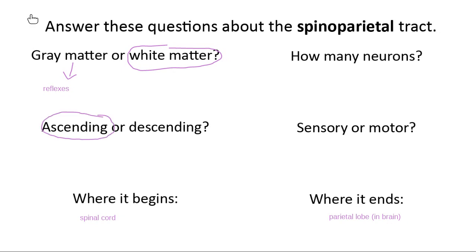It's like that thing that was on Facebook lately, right? Like how it started, how it's going. How it started, spinal cord. How it's going, parietal lobe. That's the way that these names of these tracts are. They're like those Facebook posts.